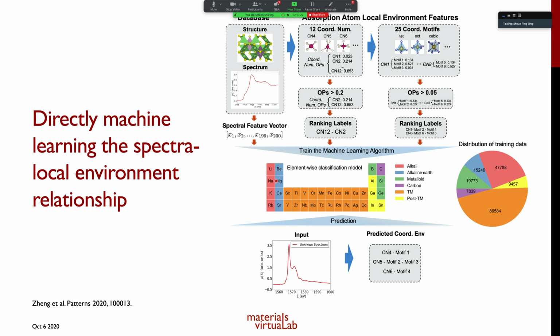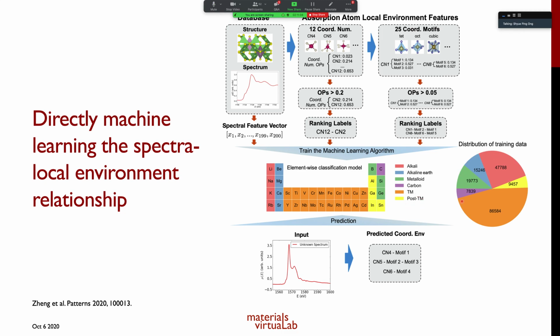Okay. Now, so to directly machine learn the spectral local environment relationship, we basically take our database of all the structures and spectrum. We then take each of the structures and classify our coordination number and coordination motifs according to the order parameters. And then we create ranking labels, right? So whether the highest probability is that this is a coordination number 12 or coordination number 1 or coordination number 2. And we do the same for our motifs. And then we give all these spectral coordination number and coordination motif examples to our machine learning algorithm to try to learn the relationship. Okay.